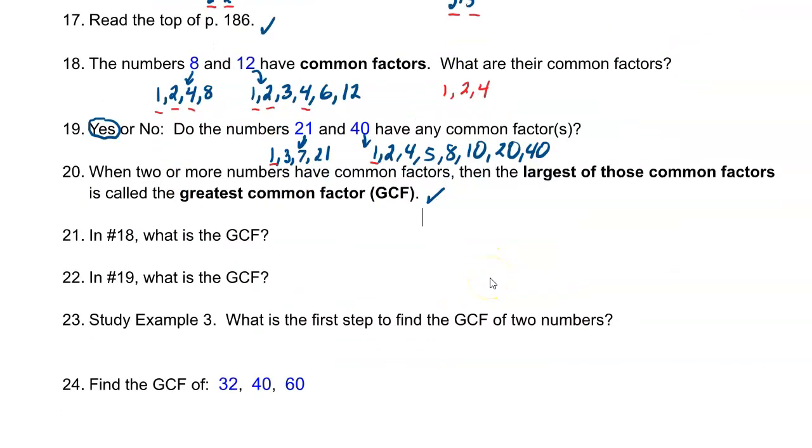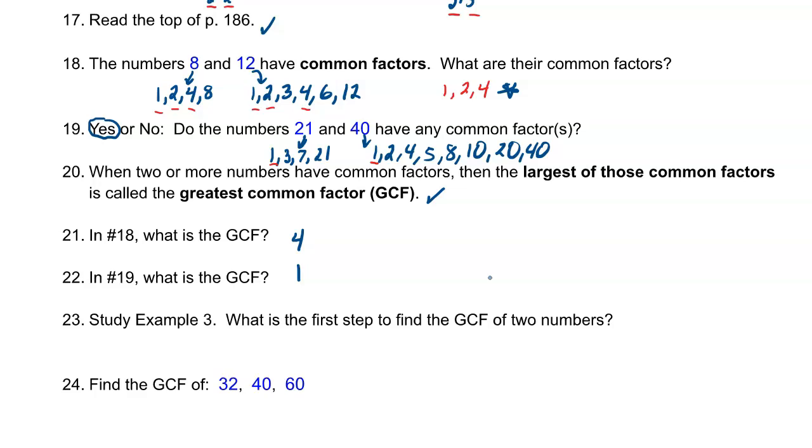Number 21, in problem 18, what is the GCF? So problem 18, we had done it earlier, and we found out that there were 3 different numbers that are common factors, the 1, the 2, and the 4. Which is the greatest? The 4. 4 is the largest number that divides into 8, and it also divides into 12. Now in number 19, what is the greatest common factor? Well, the only common factor was 1, so I guess it must be the greatest common factor.